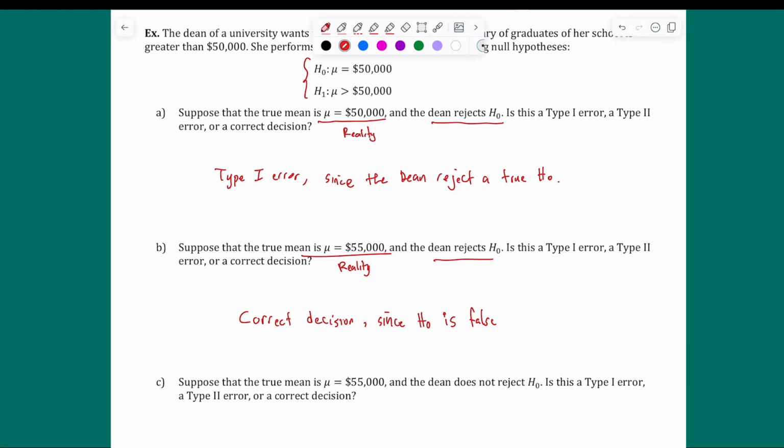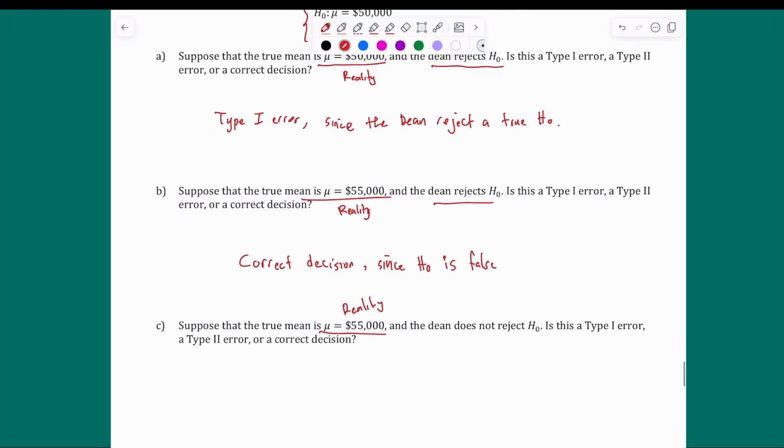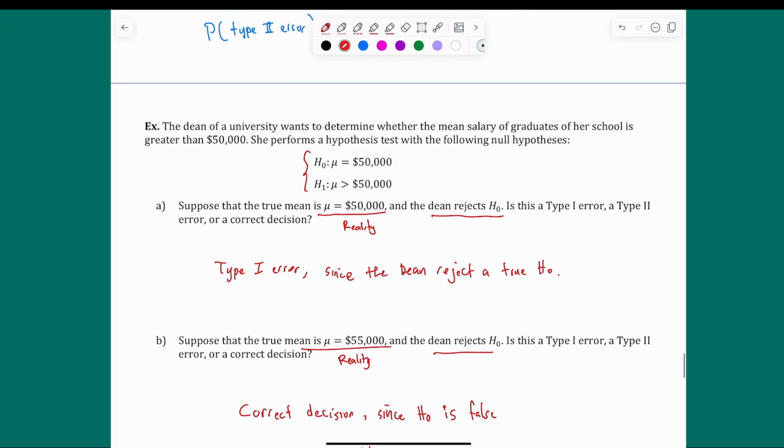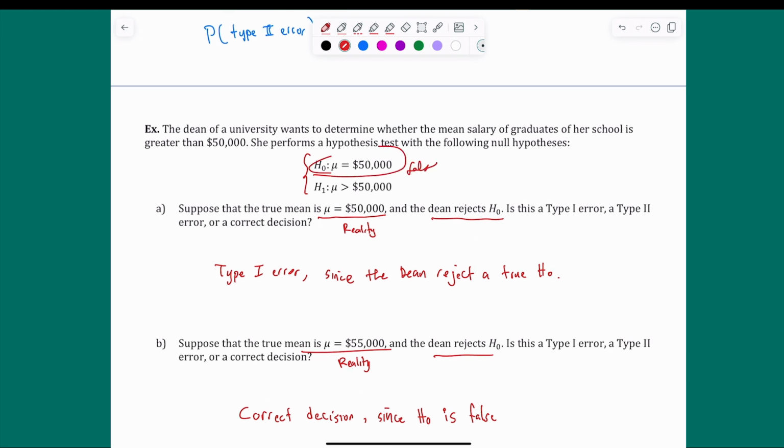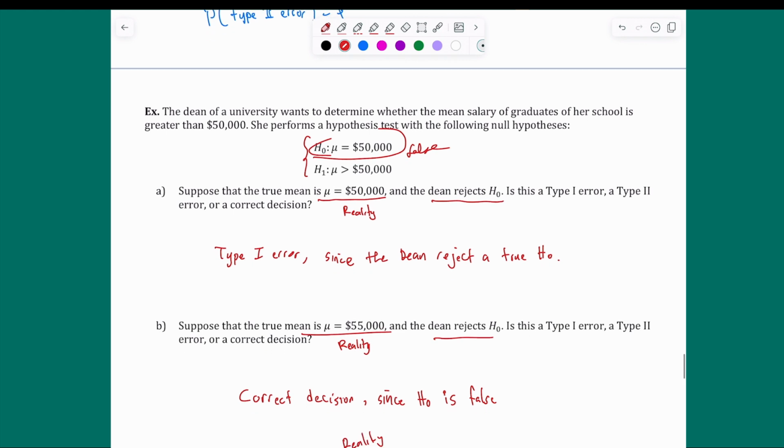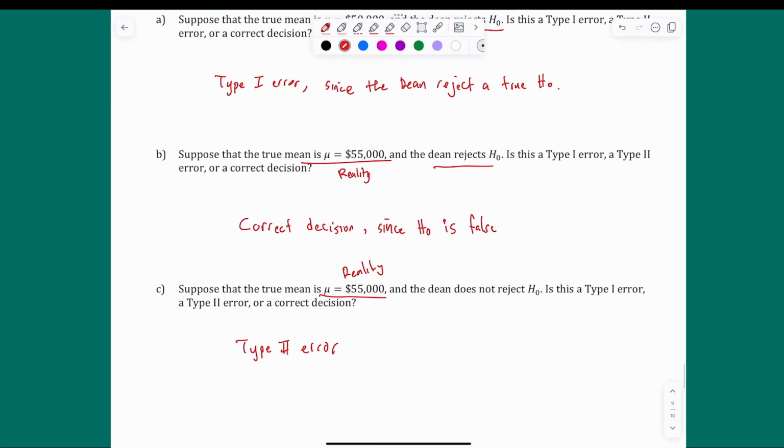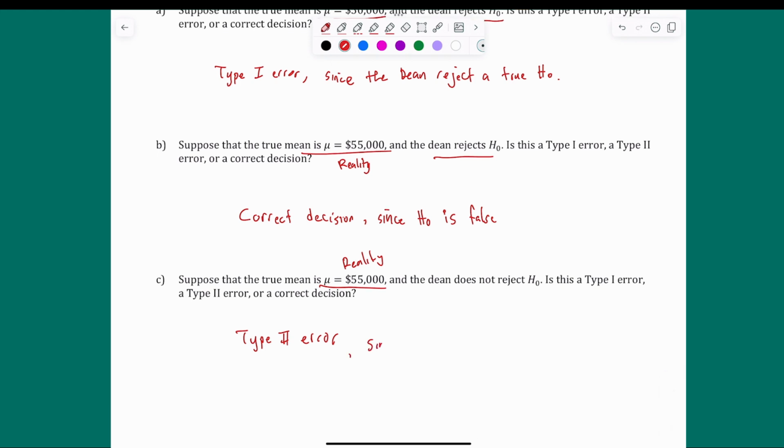Next one here. The reality, or the true mean, is $55,000, and the dean does not reject the null. Is this a type 1 error, type 2 error, or correct decision? Well, this is a type 2 error. The reason is the reality is $55,000, so that means the null hypothesis is false, and we did not reject it. And so this is a type 2 error, since the null is false but not rejected.